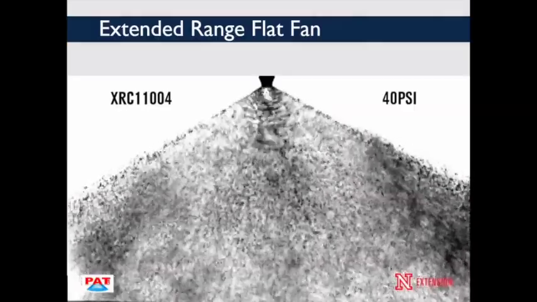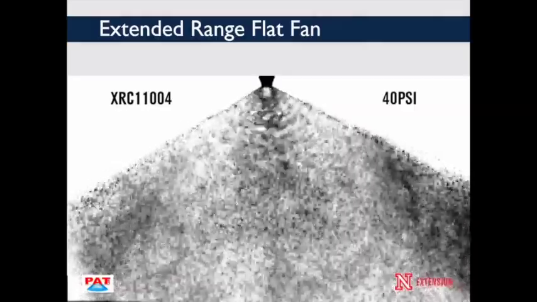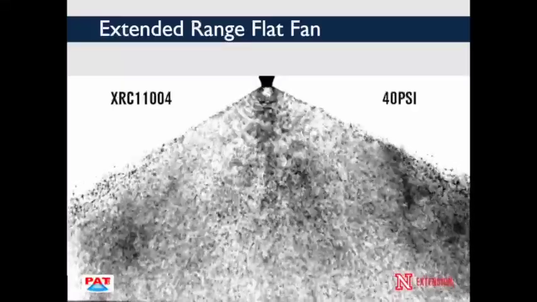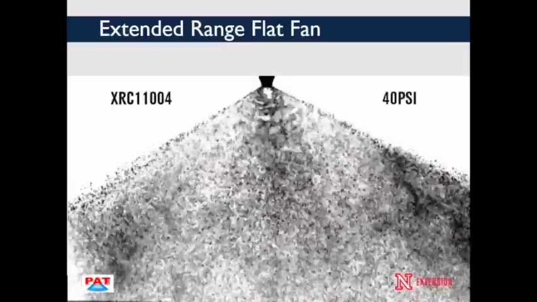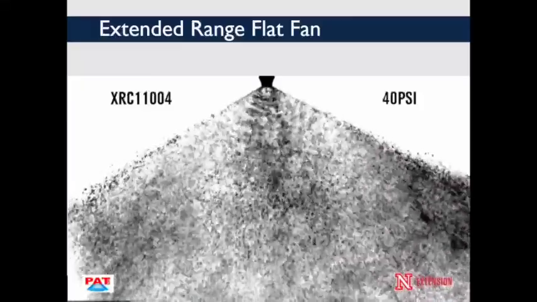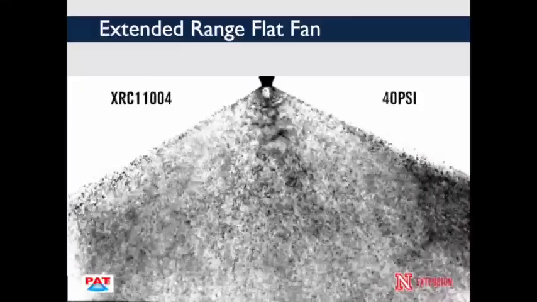Here's a look at an extended range nozzle in action. This is a 110-degree variant with an 04 orifice. Notice the large amount of gray clouds of fine droplets being created, and keep this image in mind as we move on to look at nozzles which are designed to reduce drift potential.